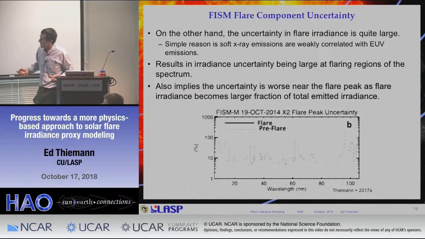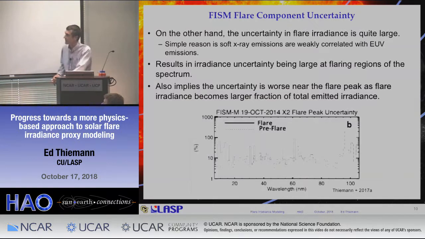But if you look at the solid line, that's the uncertainty at the flare peak, and you can see in many of these lines, the uncertainty exceeds 100%. So FISM can't accurately predict the irradiance for any particular flare. I think it can give you an idea as to what an average flare is going to look like, but for doing single case studies, there is going to be a lot of uncertainty in the predictions.